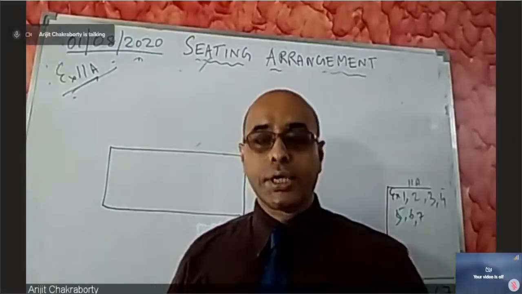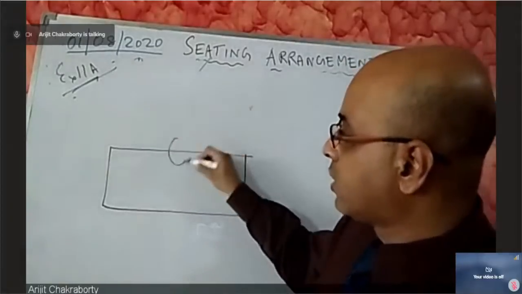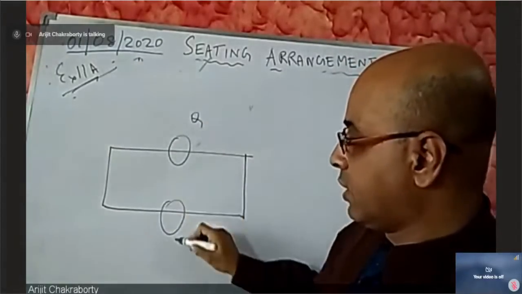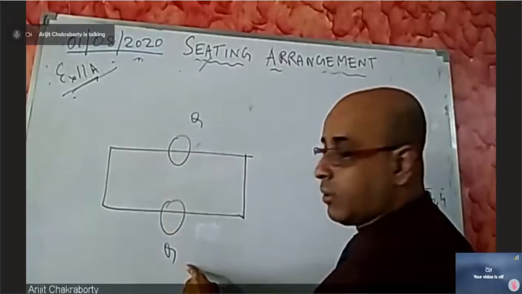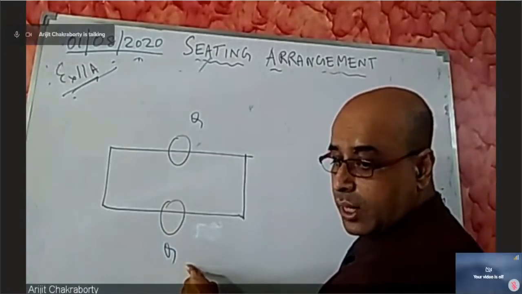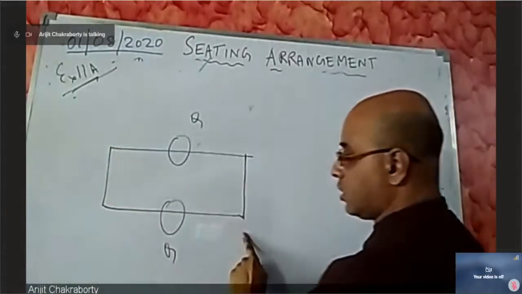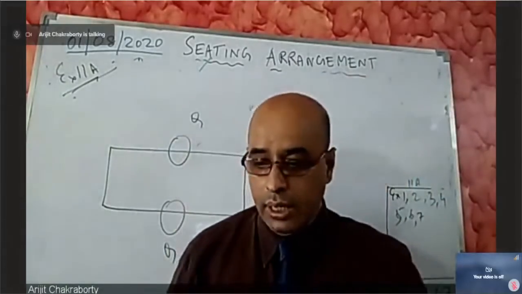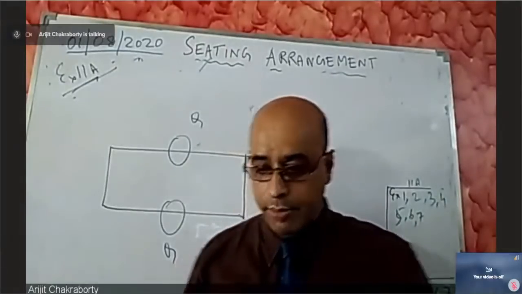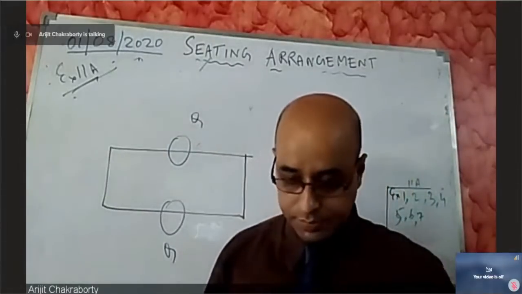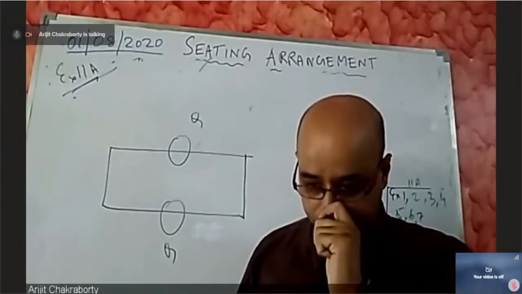Let's see the conditions. Q is not at the end of any row. So Q is either here or here. I am not yet putting Q in any of the boxes, just keeping the persons outside. Q is not at this end, not here, not here, so either here or here. P is second to the left of R.